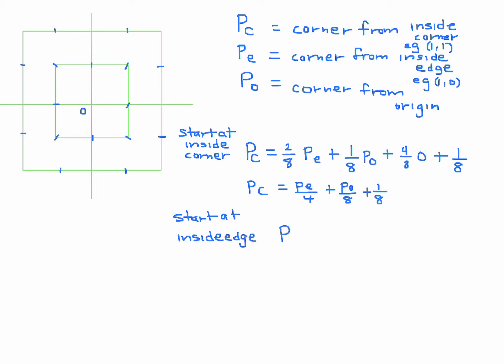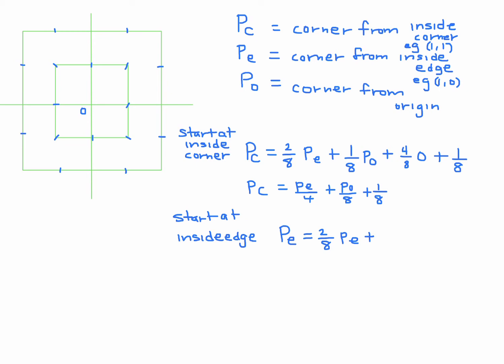And the inside edge, of course, now we're trying to figure out PE. From PE to get to an inside edge, so we're starting at an inside edge, and if we want to get to an inside edge, we can go either here or we can go here. So it looks like two paths. Each path has a probability of 1 over 8, so we add them and we get 2 over 8.